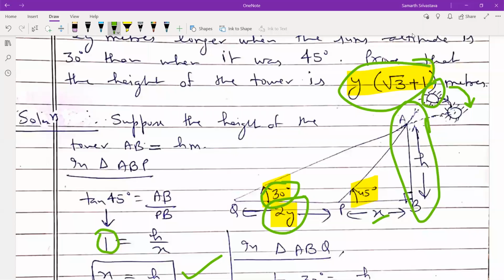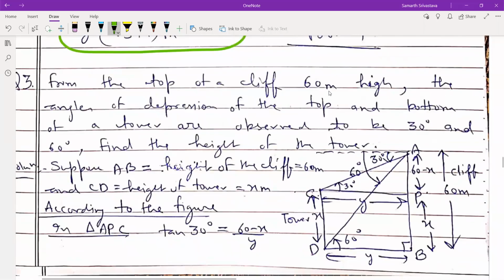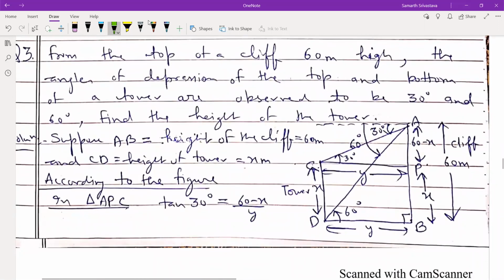Now let us discuss one more sum. From the top of a cliff 60 meter high, the angles of depression of the top and the bottom of a tower are observed to be 30 degrees and 60 degrees. Find the height of the tower. So accordingly, I have drawn the diagram. I have taken the cliff as AB, whose total height is 60 meter, and the tower as CD, whose length I have taken as x.